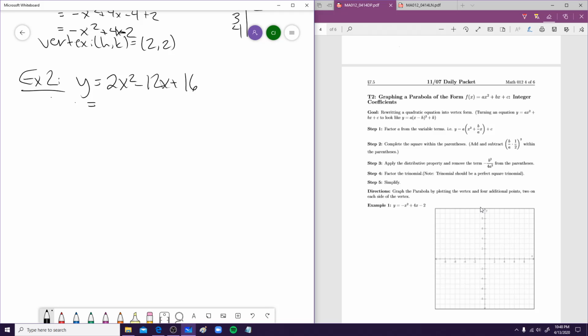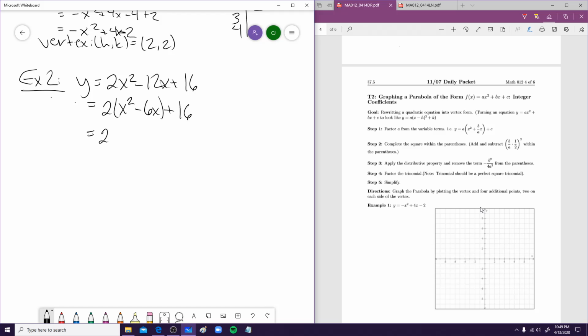We want our a to be 1 when we complete the square. So I'm going to factor out this 2, and I'm left with x squared minus 6x, but do not do anything with this constant. Right? So checking our work, we get the same as above.